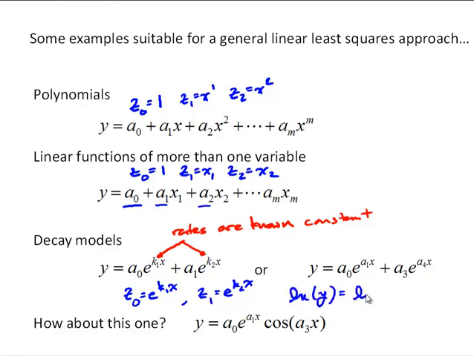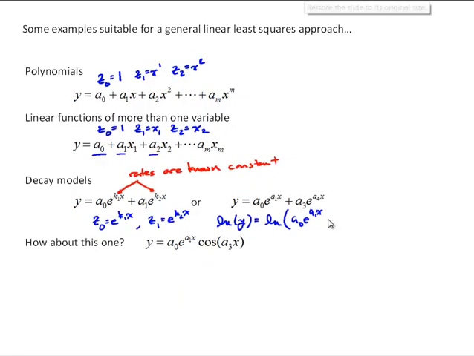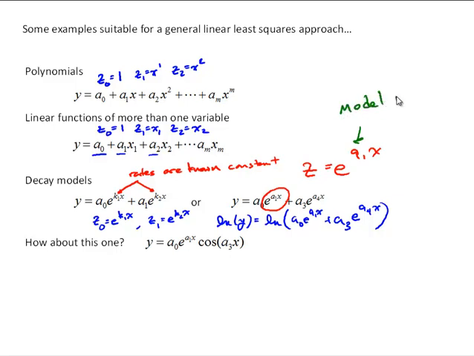Natural log of y is equal to natural log of a0 e to the a1x plus a3 e to the a4x, but that actually doesn't get us anywhere because we can't further simplify that natural log. And again, the problem here is we cannot have a z equal to e to the a1x, where this a1 is one of the model constants or parameters that we are seeking with the curve fit.